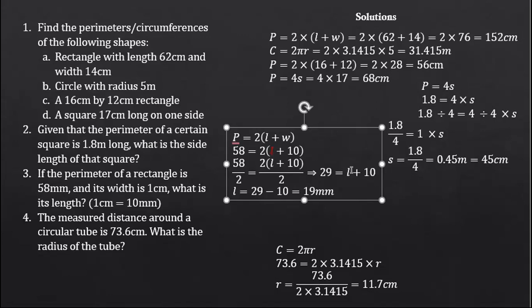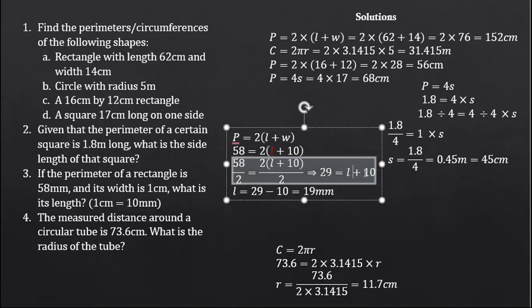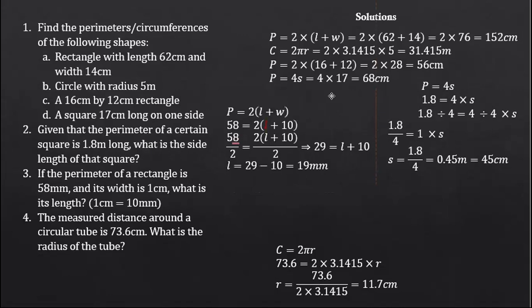And basically what we're going to do to make L, or length, the subject of the formula, we're going to subtract 10 from either side. So 29 subtract 10 will give you length, which is 19, and 10 subtract 10 will give you 0, obviously, so that leaves just length. And that is why we have down here, length is equal to 29 subtract 10, which is equal to 19 millimeters. Justin, did you get this? Yes, miss.